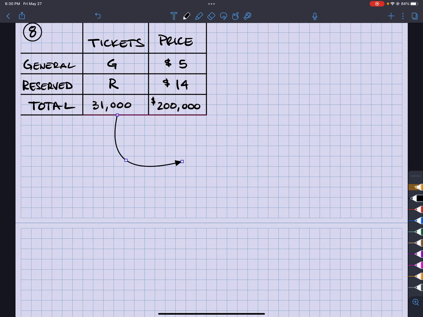If I look at this column right here, I have an equation: the number of general admission tickets plus the number of reserve tickets is going to equal 31,000 tickets.